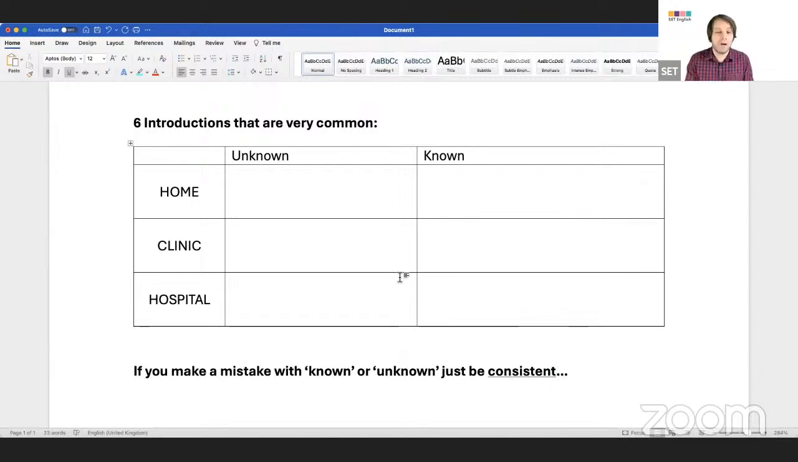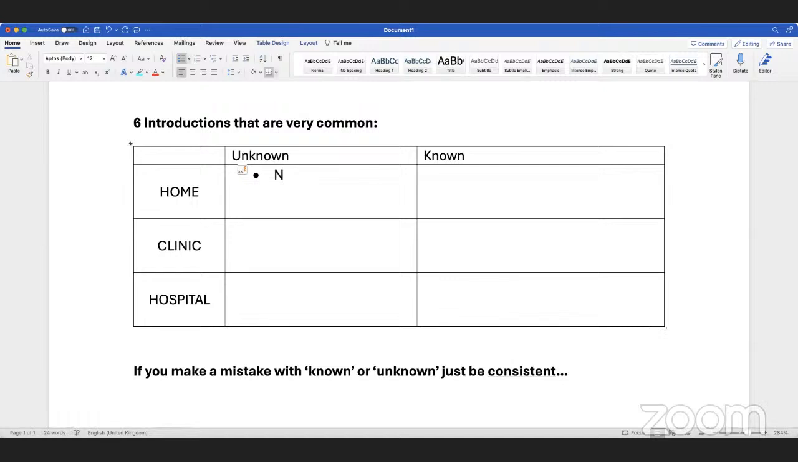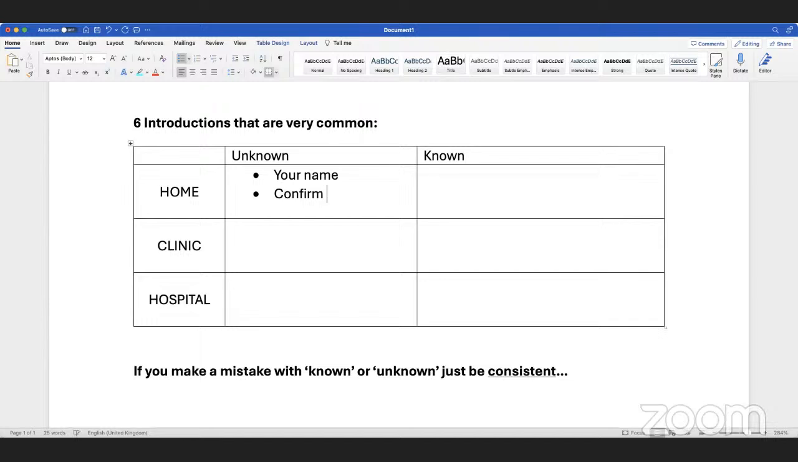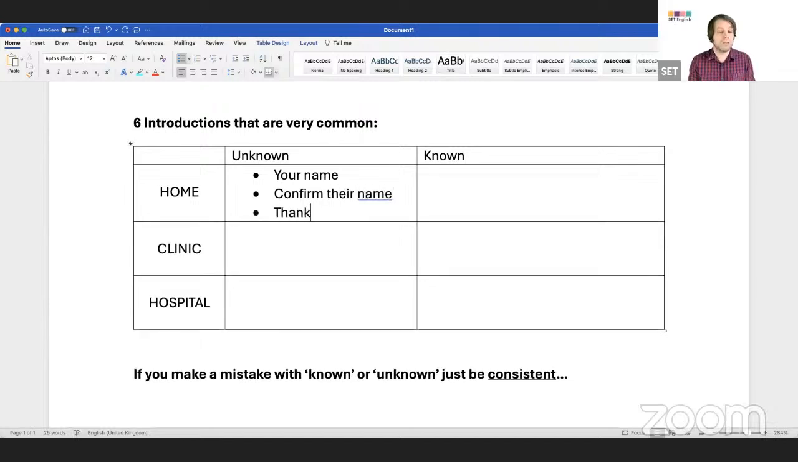Now, on Monday, I said for a home visit, what are we starting with in a home visit? Thank you for inviting me. You can start with thank you if you want. And then you're going to say what? Your name. Introduction. So, hi, my name's Alan. I'm one of the nurses in the local clinic. Okay. Then you're gonna confirm their name. Okay. Then you're gonna say thank you.